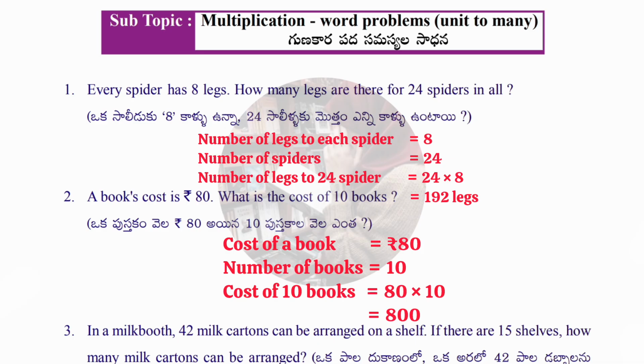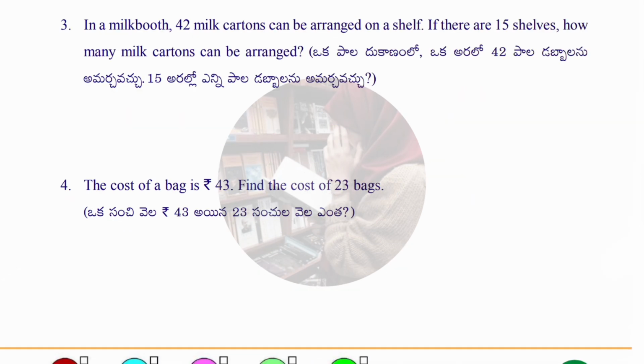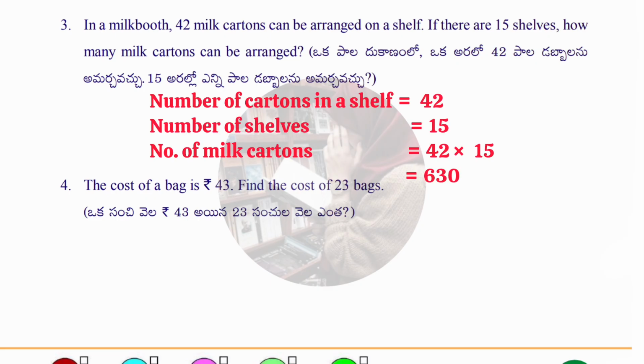Got it, guys? Let's move on to the third question, which is in a milk booth, 42 milk cartons can be arranged on a shelf. If there are 15 shelves, how many milk cartons can be arranged? Let's see the answer. Number of cartons in a shelf. How many cartons are there? 42. Number of shelves. How many shelves given? 15. Now we have to find how many milk cartons are there in total. 15 shelves. Let's see, 42 multiplied by 15 equals, so first do the multiplication for 5, then do the multiplication for 1. Okay, we'll get the answer as 630.